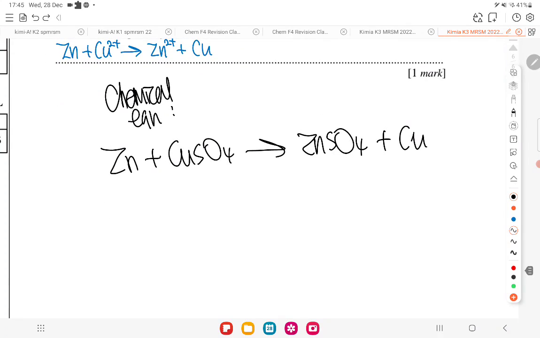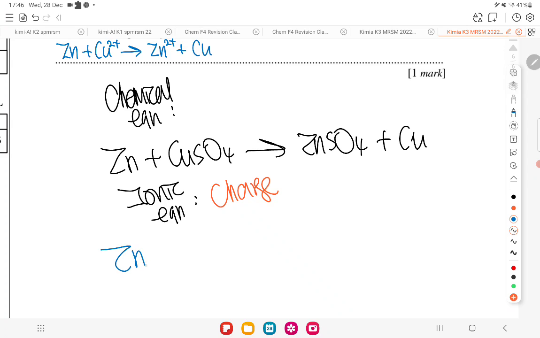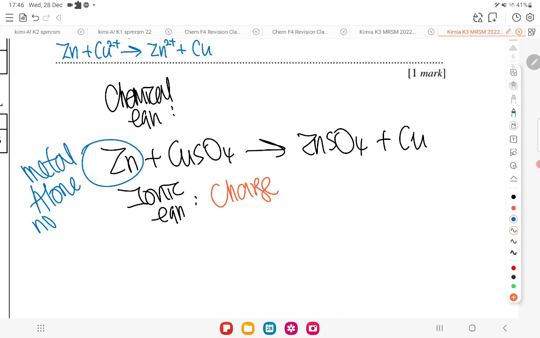So how to change the chemical equation to an ionic equation? So ionic equation comes from the word ion. Ion means what? Charge. Okay, ion means charge. So you need to list out the charge for everything. So what is the charge for zinc? Many people write Zn2 plus, which is wrong. Why is it not Zn2 plus? When the metal comes alone, when the metal is not combined with anything, it has no charge. So the zinc has no charge.